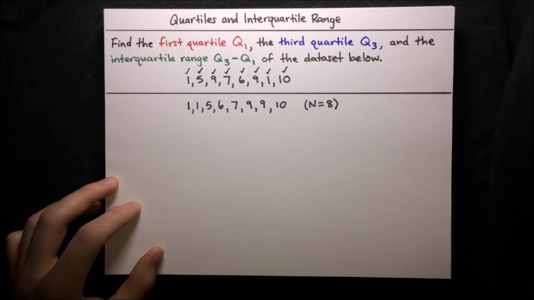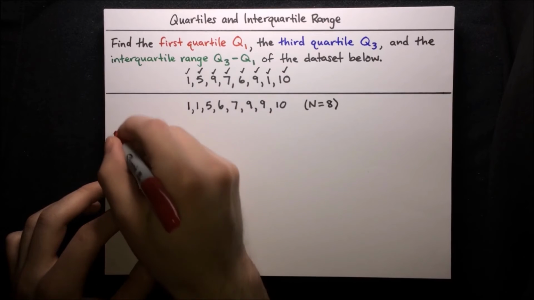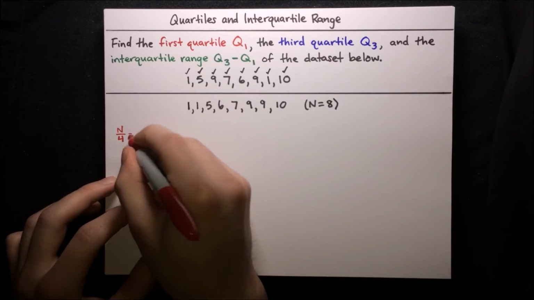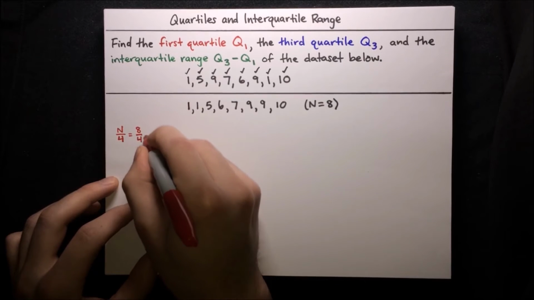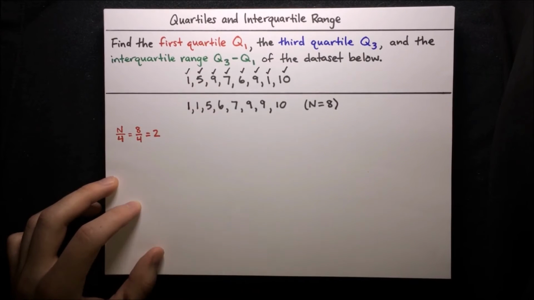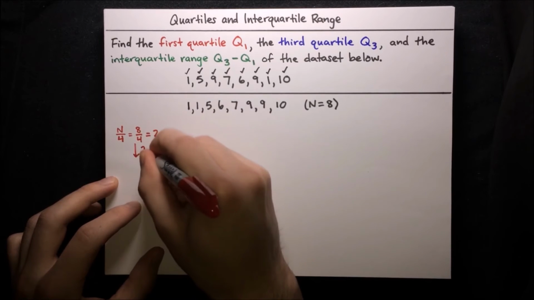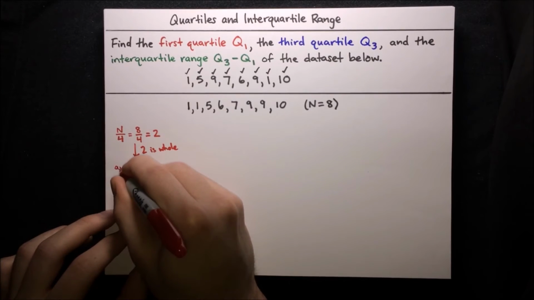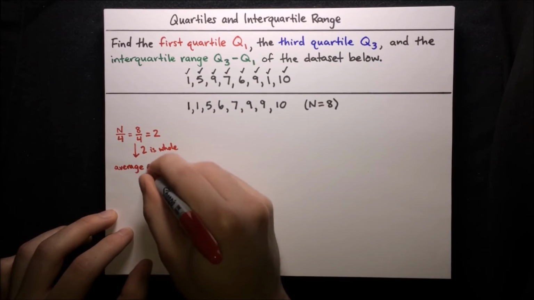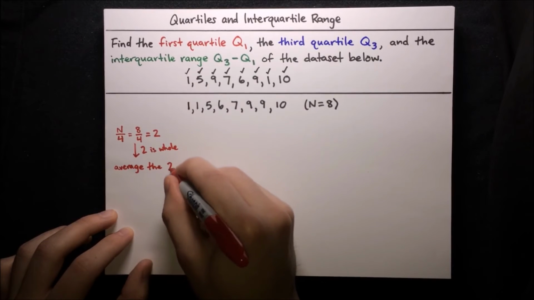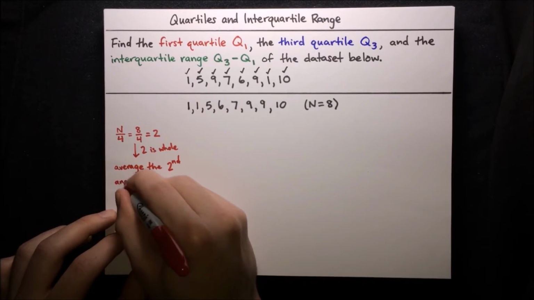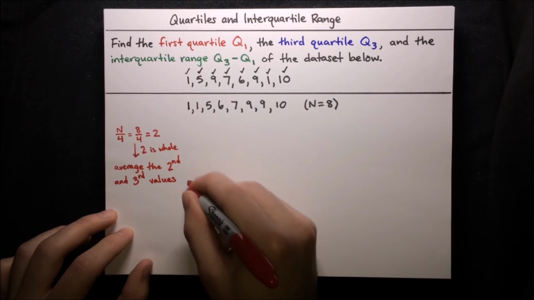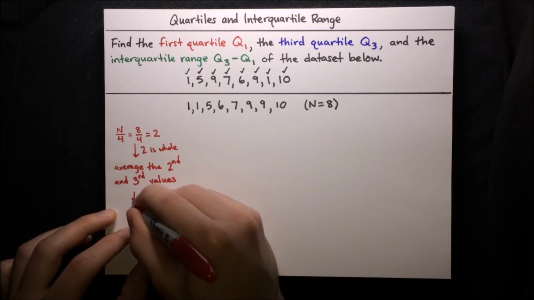Alright, so first thing, we want to compute the first quartile. So we have to take n over 4 and see what that is. So n is 8, n over 4 is 8 over 4, which is 2. Now since 2 is whole, we want to average the second and third values. Okay, so let's see what the second and third values are.